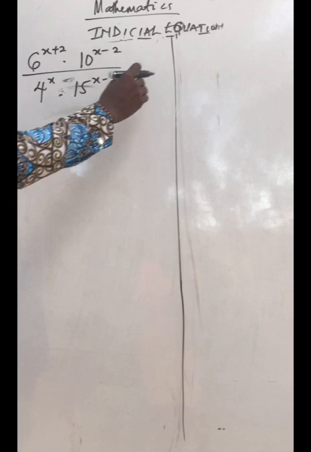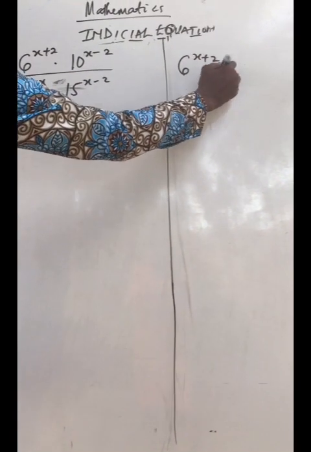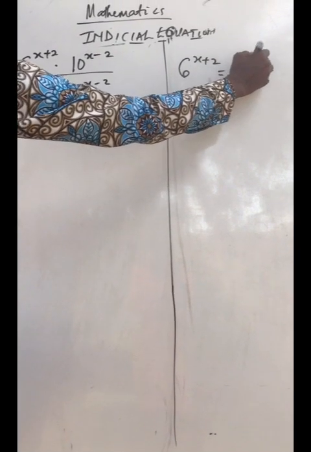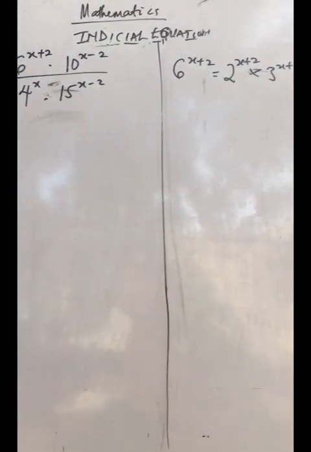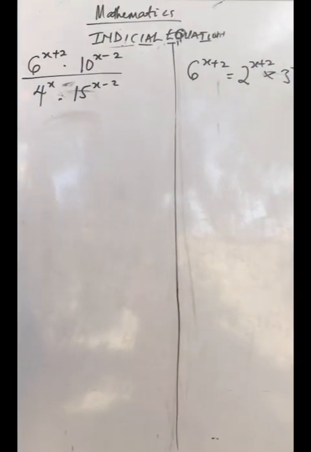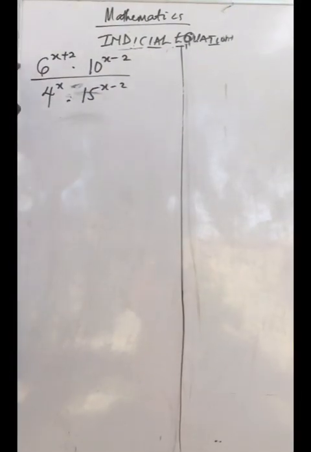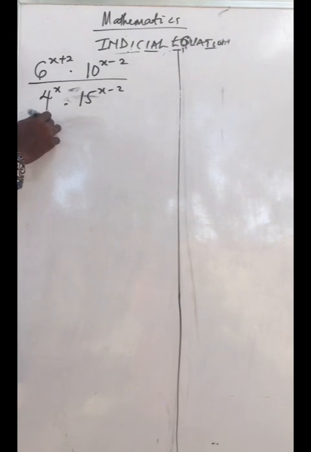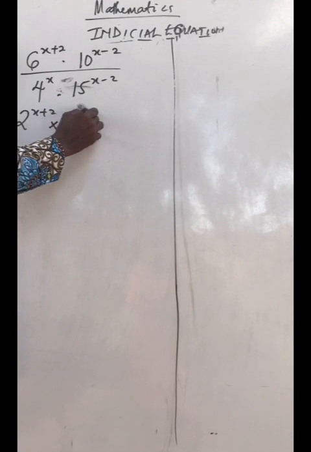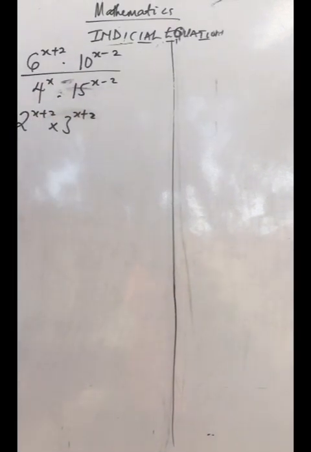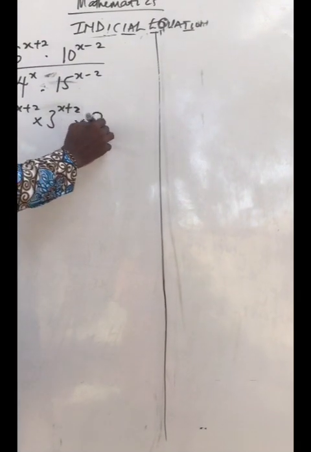Okay, quick one. Do you realize that 6 raised to the power of x plus 2 is the same thing as 2 raised to the power of x plus 2 times 3 raised to the power of x plus 2? Yes, that's a concept. So applying this concept to solving this problem, we replace this with 2 raised to the power of x plus 2 times 3 raised to the power of x plus 2. Yes, all these dots you see here are multiplication.